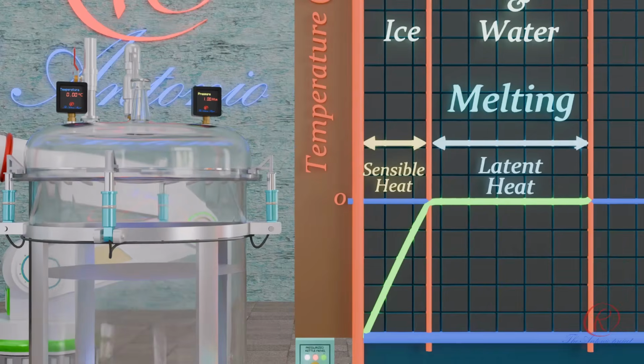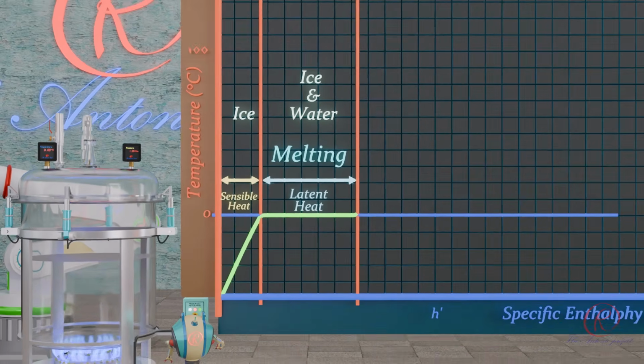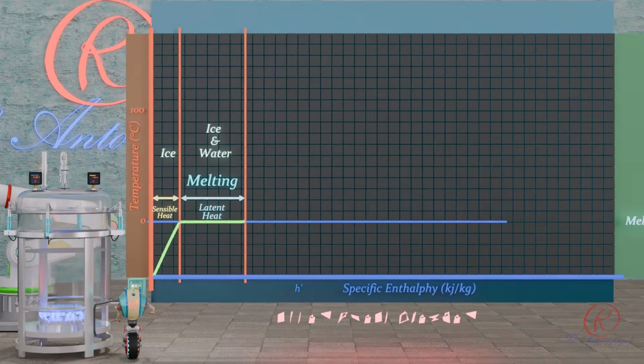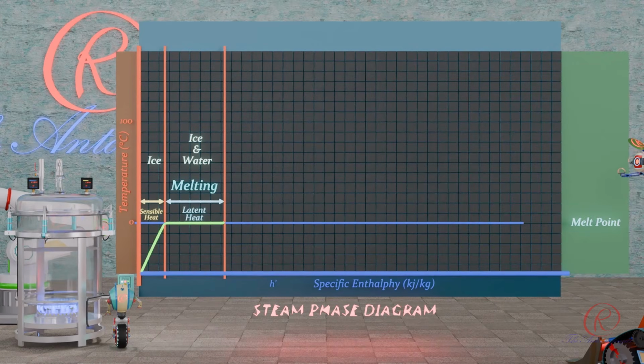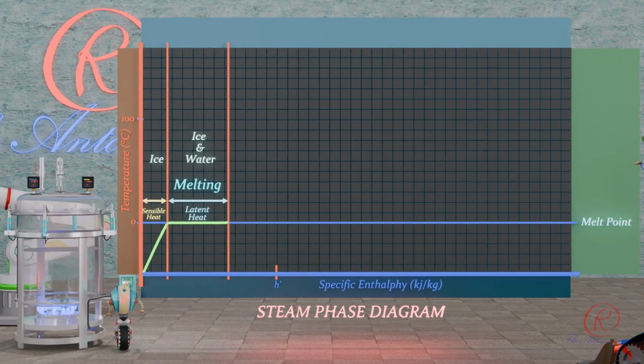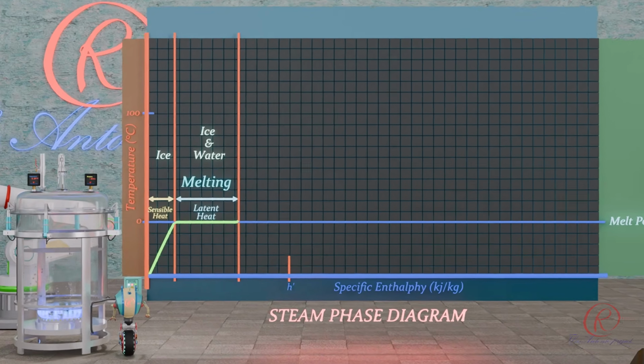The melting point of ice, or the temperature at which ice turns into liquid water, is 0 degrees Celsius or 32 degrees Fahrenheit or 273.15 degrees Kelvin. This value applies at standard atmospheric pressure or 1 atmosphere. If pressure changes significantly, the melting point can shift slightly.